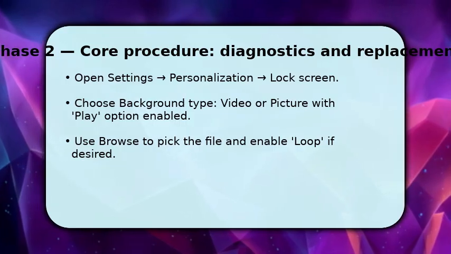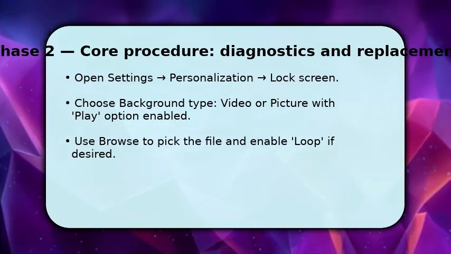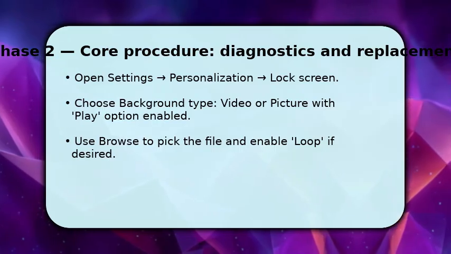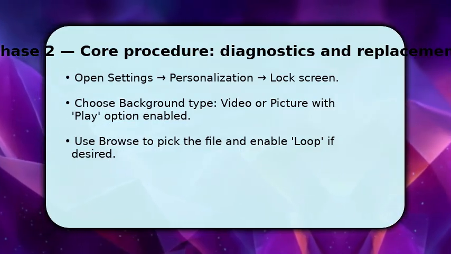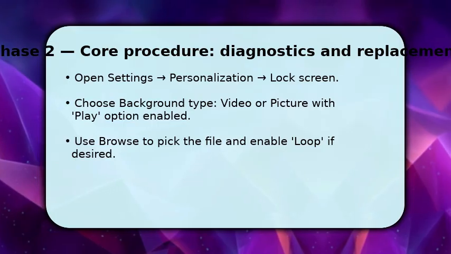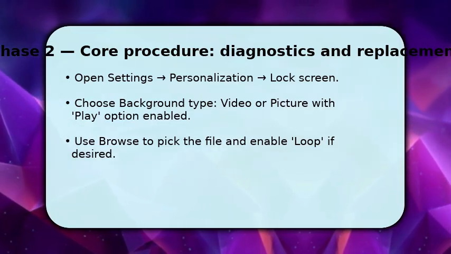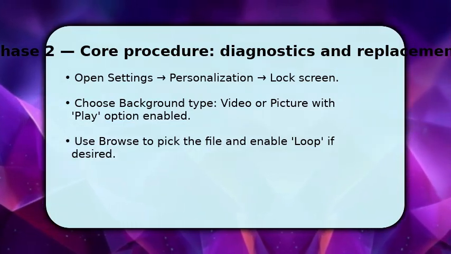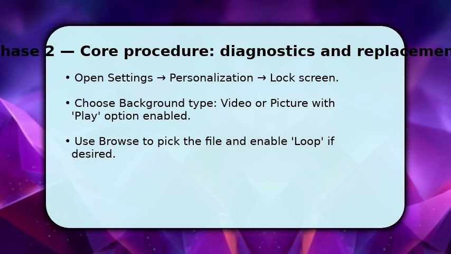Browse to your prepared file, select it, and enable playback controls like play and loop when available. This ensures the clip repeats. Make sure the preview shows motion. If it's static, try a different file or check format compatibility. These steps set the core behavior of your lock screen video.